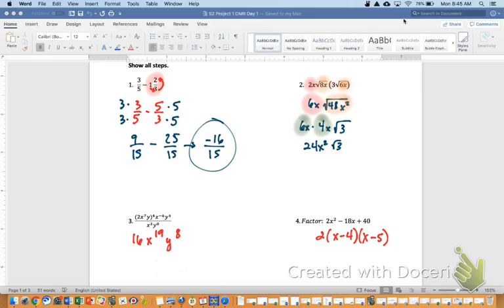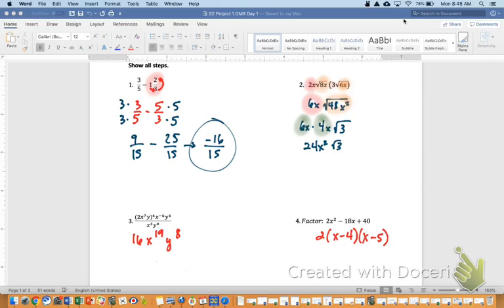Okay, anybody want to talk about number 4? Did y'all see the common factor of 2 that can come out? Okay, that's really important that you get that 2 out of there first. How about number 3? Anybody want to do number 3?